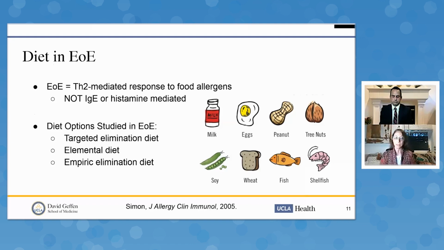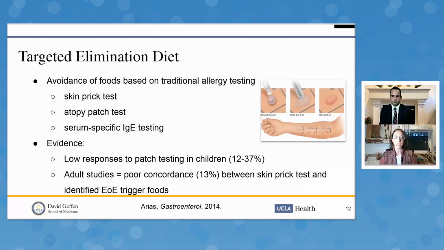So in terms of the different diet options we have for EoE at this point in time, we call them targeted elimination diets, elemental diets, and empiric elimination diets. And we're going to go into detail about each one of those now. So in terms of targeted elimination diets, this is based on avoiding specific foods by using traditional allergy testing. So this may be skin prick testing, atopic patch testing, or what we're used to seeing with blood serum IgE testing. And we've got enough data now to show that this may not be the best approach, right?